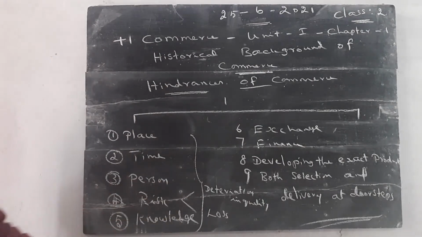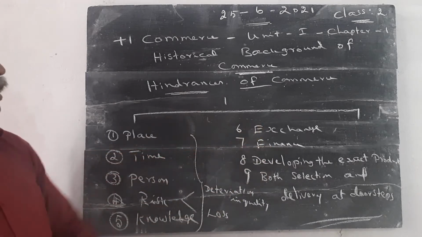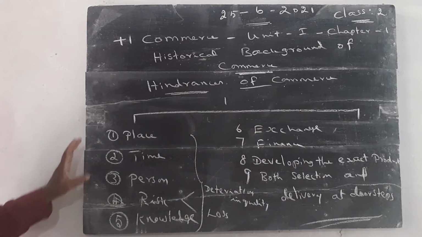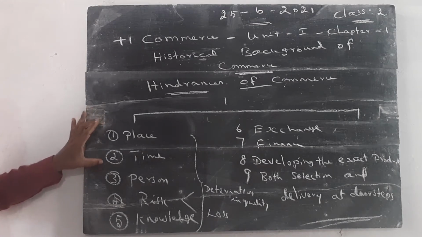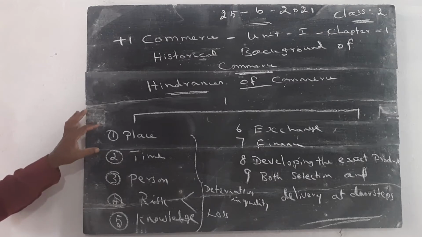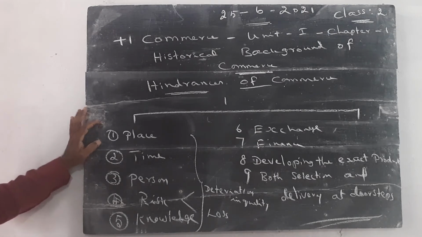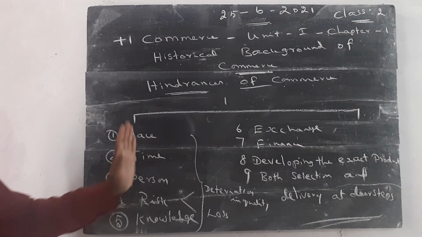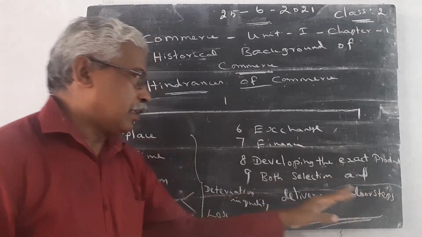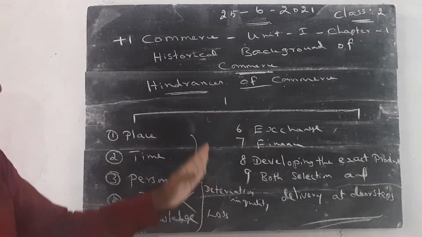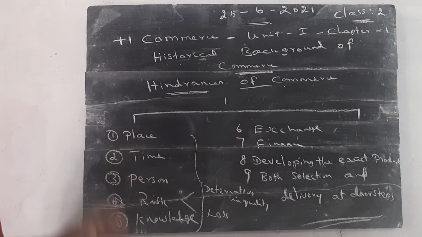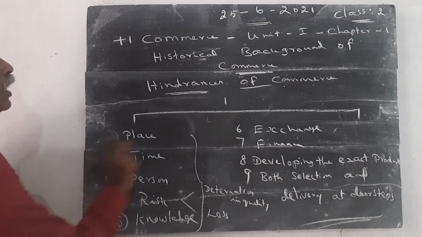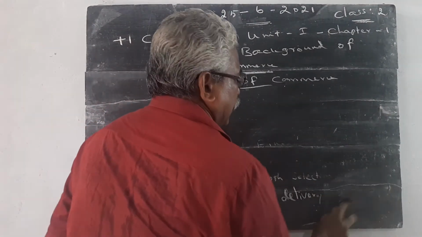Totally we have 10 points, but I am going to explain just 5 points in this class. The remaining points we will study in the next class. I want to finish today's class within 20 minutes, so I explain only 5 points. You will prepare for the examination with just these 5 points; the other 4 points we will study later. In the answer sheet, you will write only 5 points. Each point carries 1 mark, for a 5-mark question. Then we study the hindrances of commerce in a detailed manner.